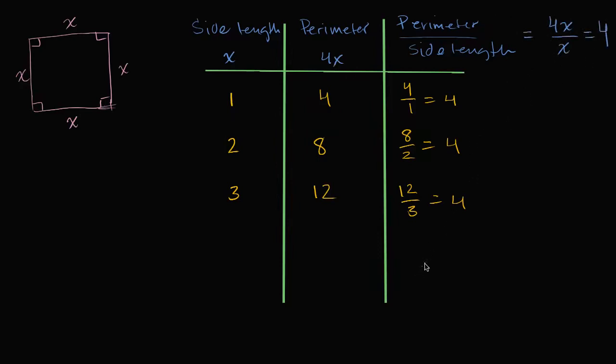Well, this definitely meets our conditions for being a proportional relationship. The ratio between perimeter and side length is always going to be 4. We didn't have to do this table here, but this makes it a little bit more concrete.